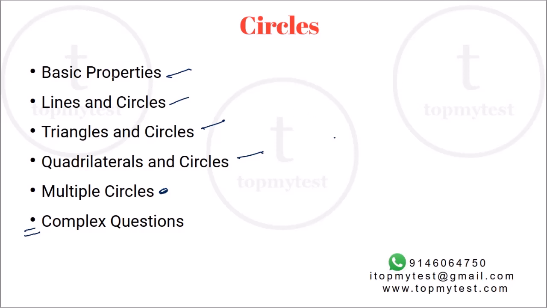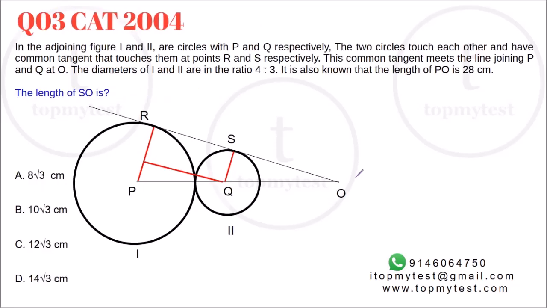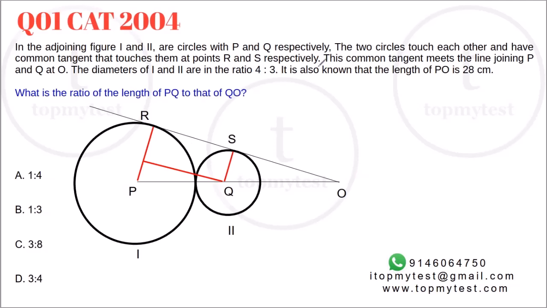I would suggest if you want to revise any of these concepts, which we will be using in this particular session, please have a look at the entire explainer series on circles. The first 3 questions are from CAT 2004. This is like a triple question, and basically it's not very difficult to solve one. You get the other 2 also pretty easily, right?